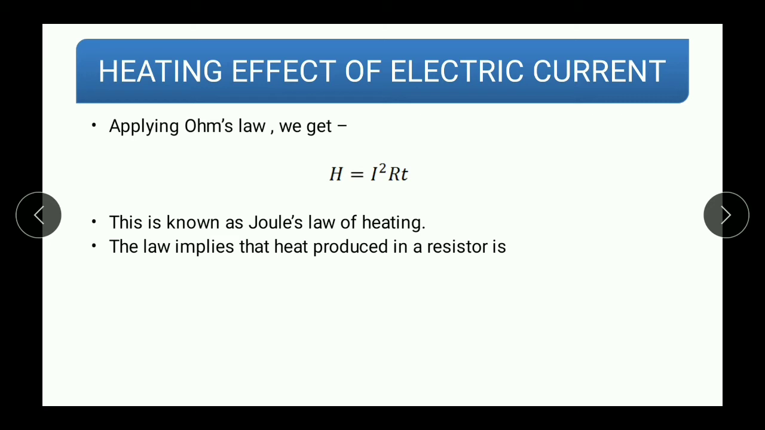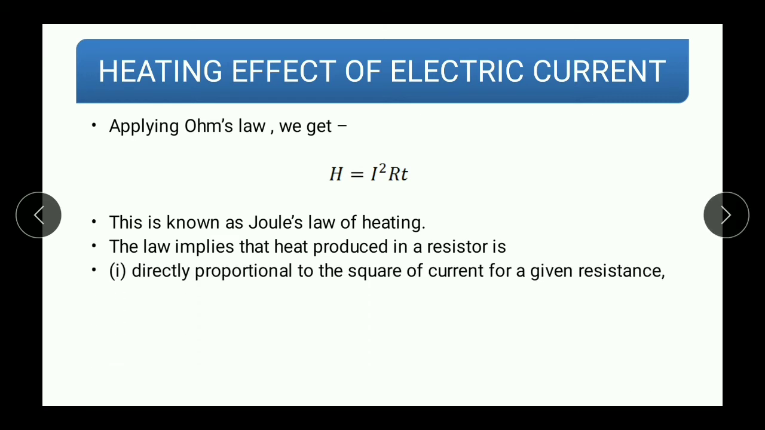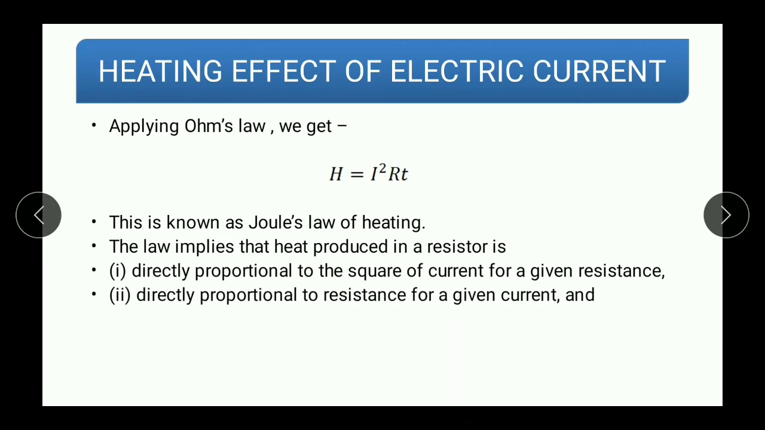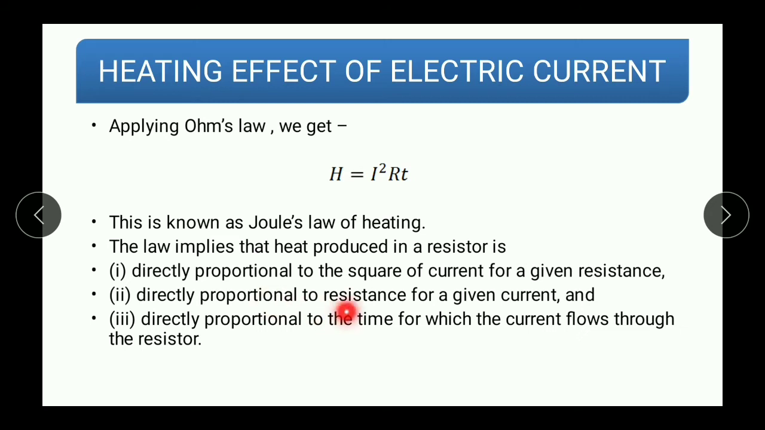The law implies that heat produced in the resistor is directly proportional to the square of the current, that is I square. Then it is directly proportional to the resistance of the given circuit and directly proportional to the time for which current is flowing through the resistor. So the heat produced depends on these three parameters: square of current, resistance of the circuit, and the time for which current is flowing.